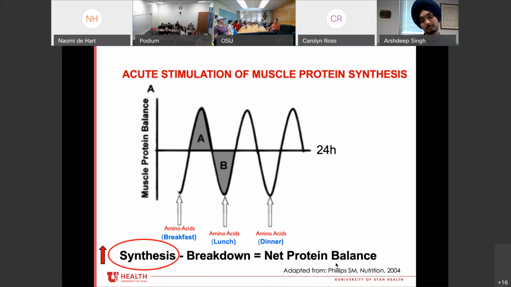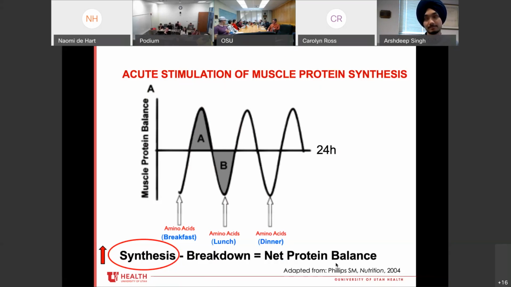So the question is, if small meals throughout the day are better than large meals, right? If you overstimulate this pathway, then you become kind of resistant to it. So in my opinion, yes, I do believe that small meals throughout the day will help you maintain a positive muscle protein synthesis balance, if that makes sense.